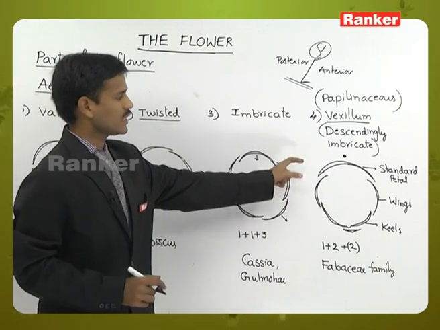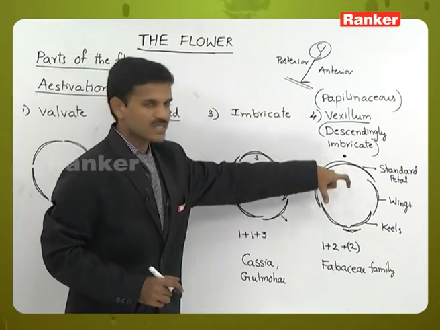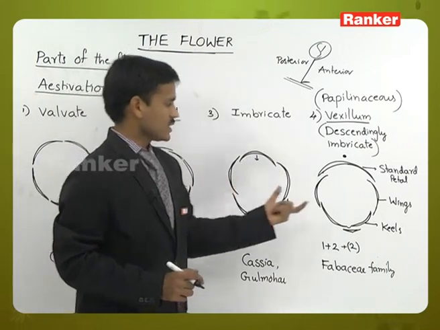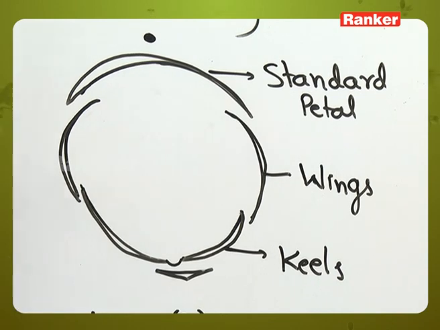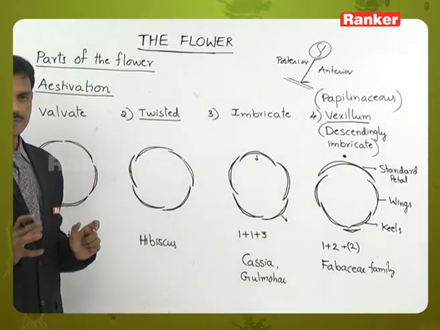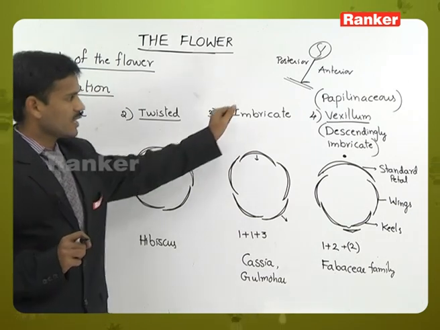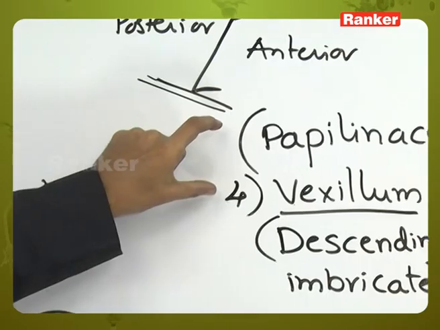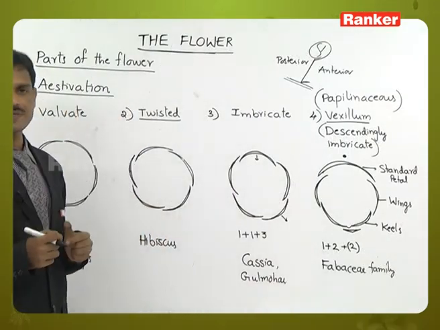So the standard petal generally attracts the insects. On the wings, insects alight, and keels. Here these two keels are fused. So a total of 5 petals are arranged in this manner. That type of arrangement is called the vexillum type of aestivation. It is a very common type of aestivation in the Fabaceae family. So these are the 4 types of aestivations.